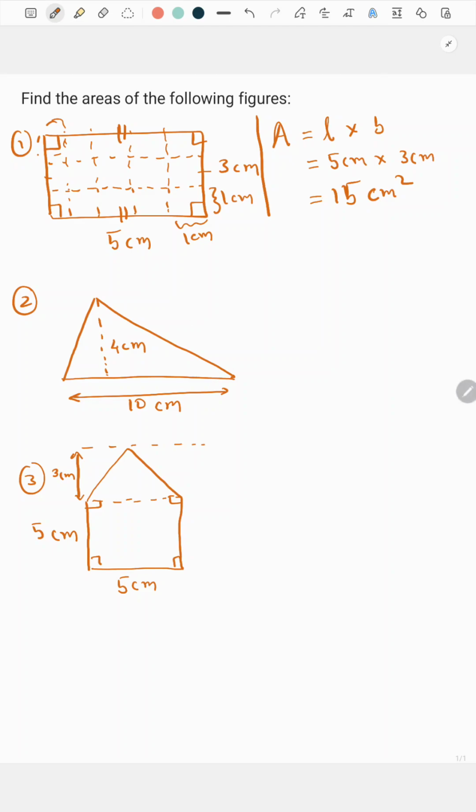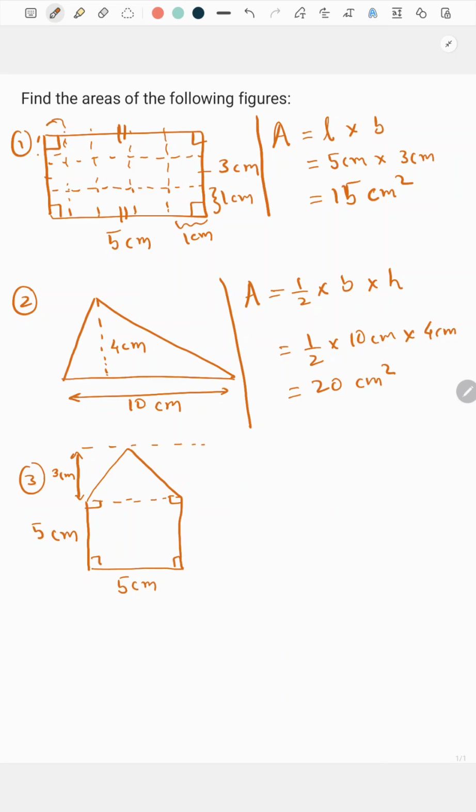So now the question is slightly different. We are given a triangle, not a rectangle, and we want to calculate its area. We know that the area of a triangle is equal to half times base times height. The base here is 10 centimeters and the height is 4 centimeters. So it becomes half times 10 centimeters times 4 centimeters. 10 times 4 is 40, divided by 2 is 20. This becomes 20 square centimeters.